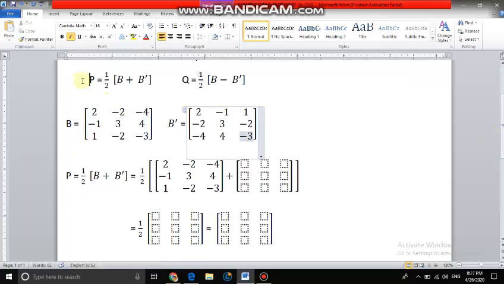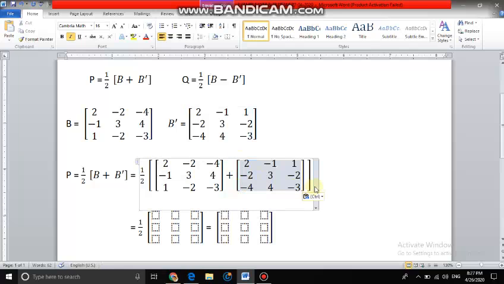As I said, the definition of P is half of B plus B transpose. So here I have taken P as half of B plus B transpose, that is half into, this is the B matrix which is given, and we just got the B transpose matrix as this one, 2, minus 1, 1. Now we have to add them, because there is an addition symbol here.